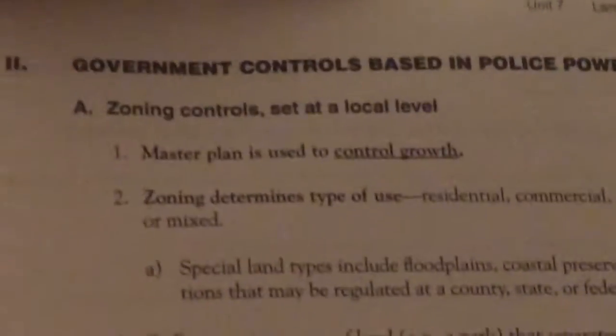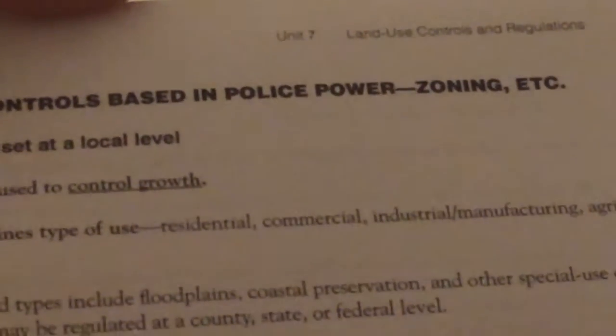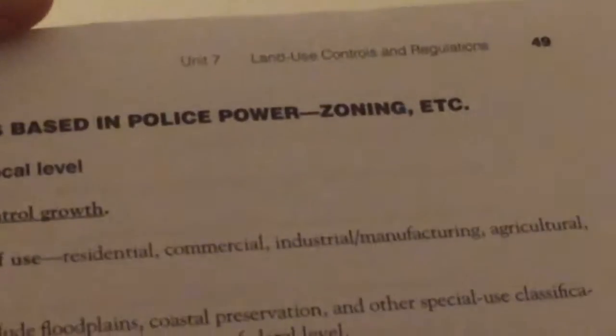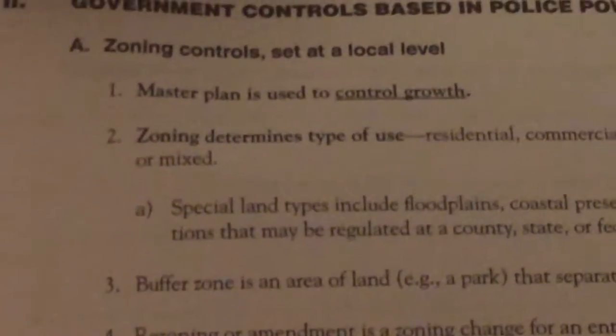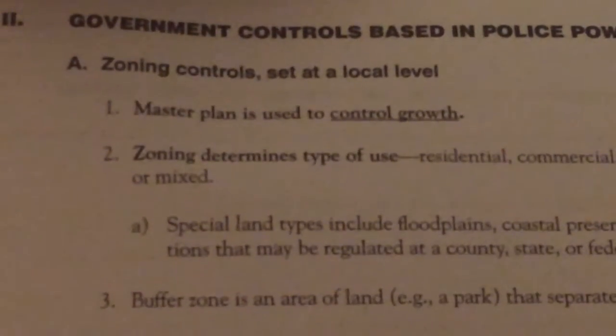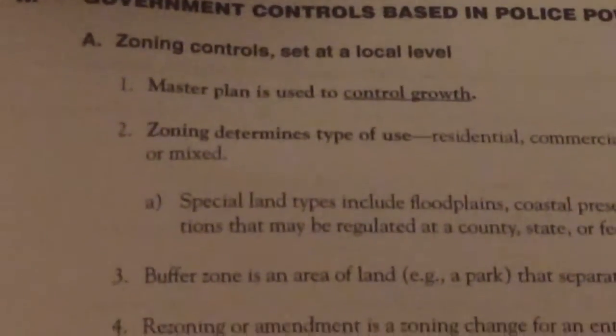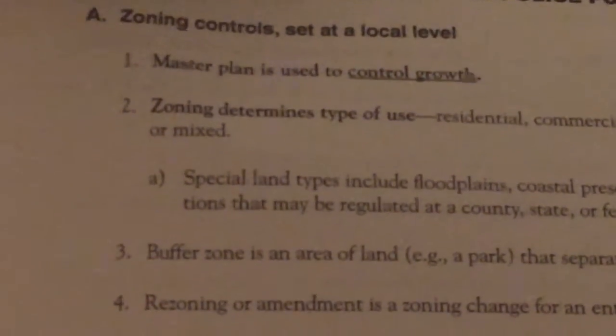Page 49. Roman numeral 2. Government controls based in police power, zoning, etc. A. Zoning controls set at a local level. 1. Master plan is used to control growth.